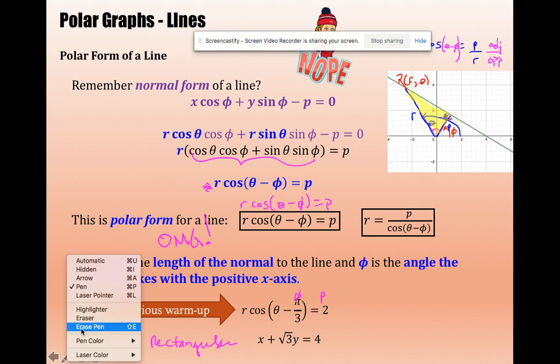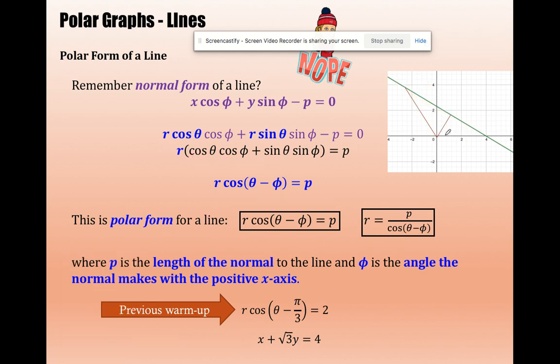And after all, this again is p. For our example, this length is going to be 2, and phi is pi over 3. And that nails down that green line. If you want the rectangular coordinates, plug in 0 for y, and you get x is equal to 4 in rectangular, and plug in 0 for x, and y is 4 over root 3.